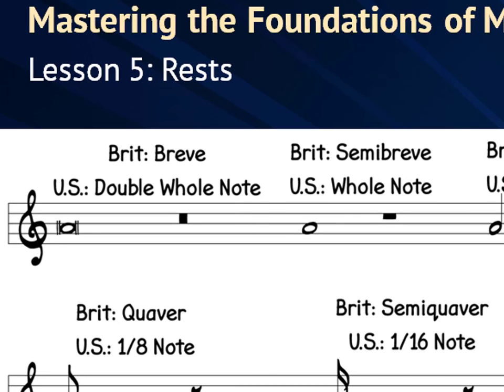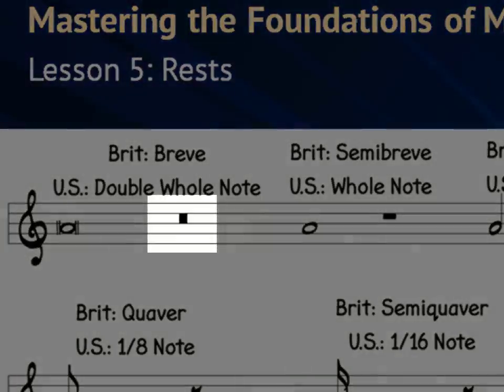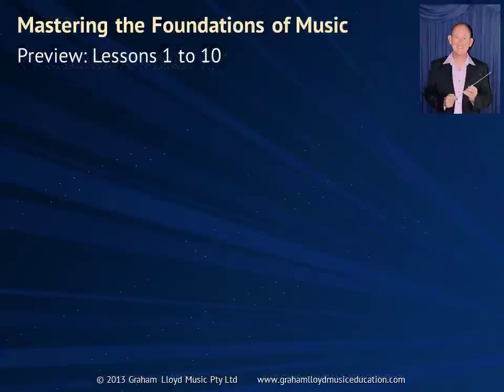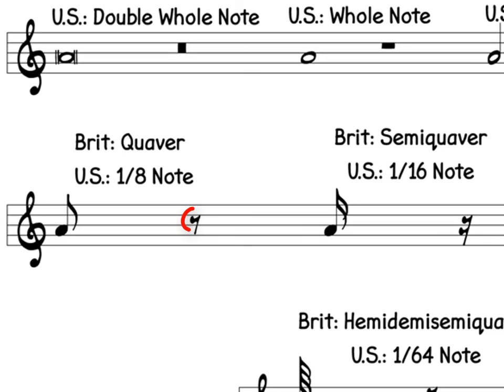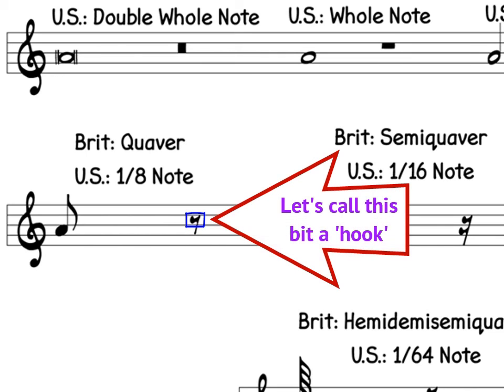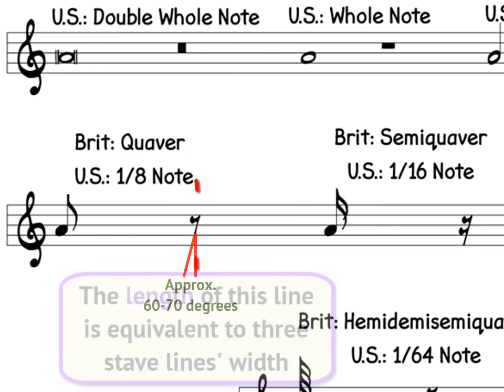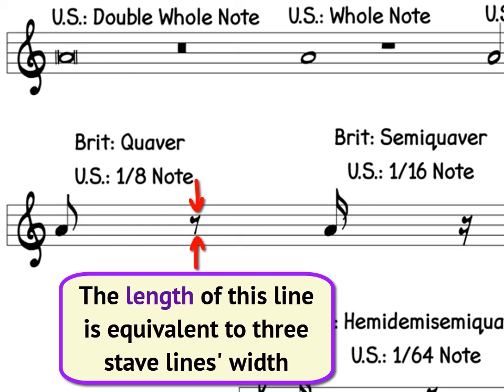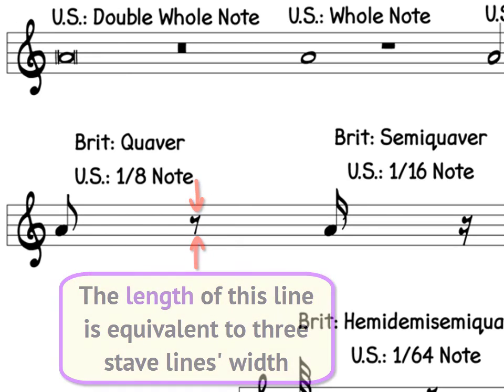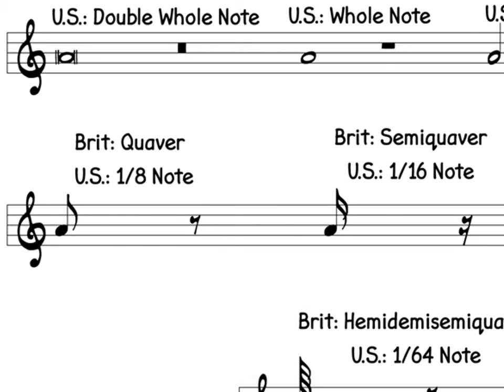The Breve or double whole note rest is a filled-in block that sits in the second space from the top. The next rest starts with a small filled-in circle written in the second top space, which has a short, curved line that connects to this line here, which you'll note is drawn at an angle of roughly 60 to 70 degrees. The shape of this rest is the basis for the shape of the remaining rests.